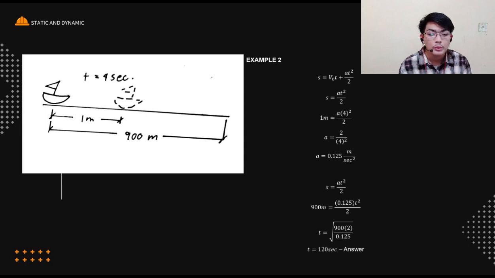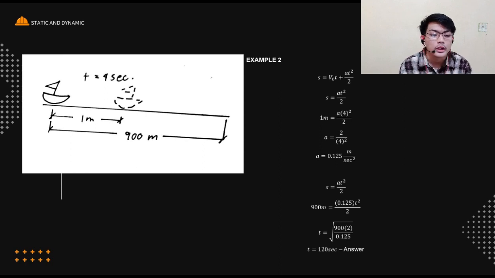So now we have 1 meter equals our acceleration, which is a, multiplied by our 4 seconds squared over 2. And cross multiplication would lead us to our acceleration equals 2 over 4 squared. And that would lead our acceleration to be 0.125 meter per second squared.